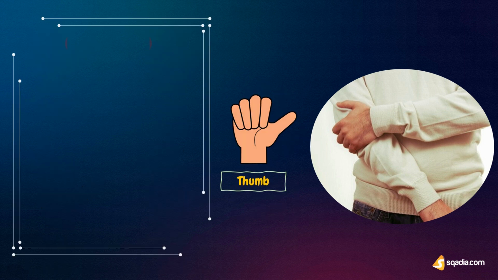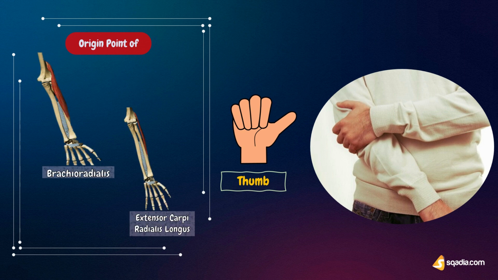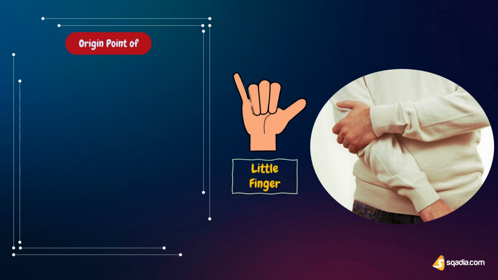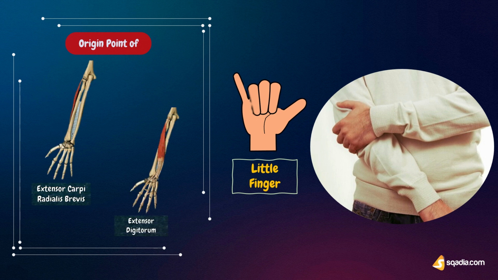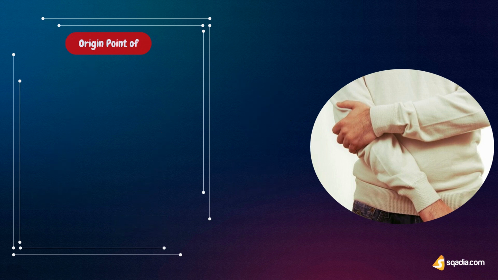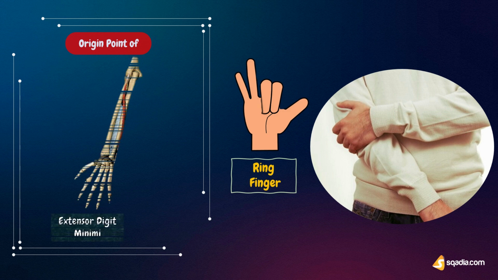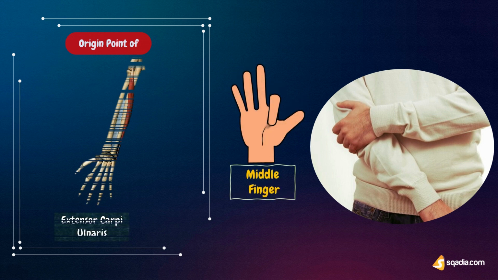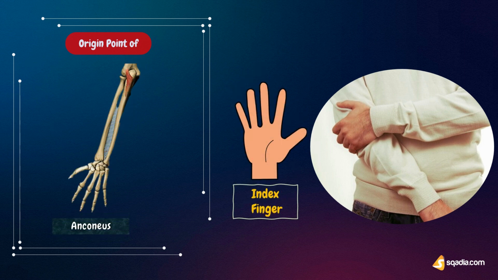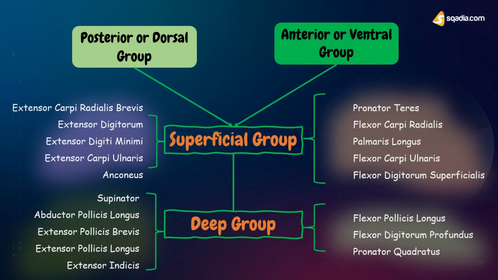The thumb is above and represents the origin point as the lateral condyle for brachioradialis and extensor carpi radialis longus. All other fingers represent the origin point at lateral epicondyle: little finger, extensor carpi radialis brevis and extensor digitorum; ring finger, extensor digiti minimi; middle finger, extensor carpi ulnaris; index finger, anconeus. That's all there is to know about the forearm's superficial muscles in the posterior compartment.